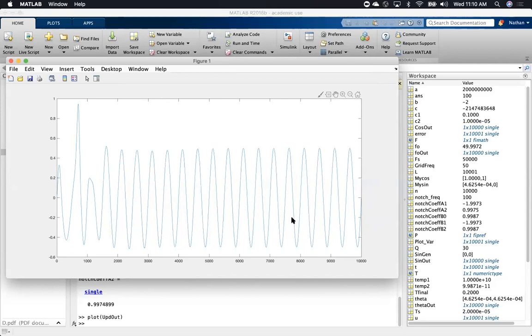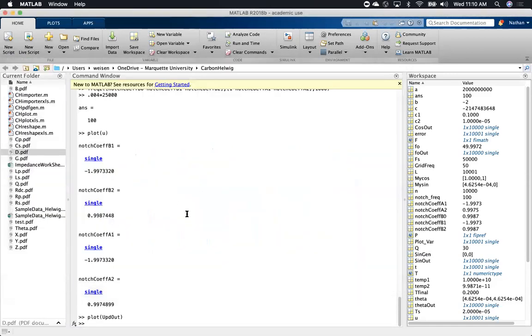And so we want to eliminate that. We don't want to pass that through our controller. Our controller would always think there is error. And so that's why we have the notch filter. But the DC offset, which is, I admit, not easy to see here, was that red error plot. Let's see if I can bring that up again quick.